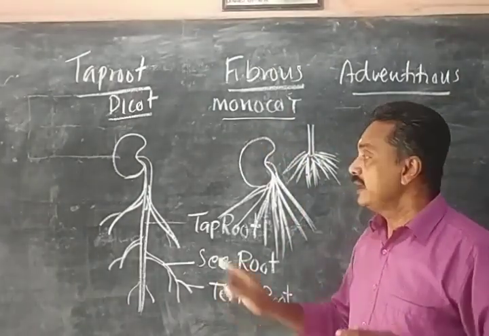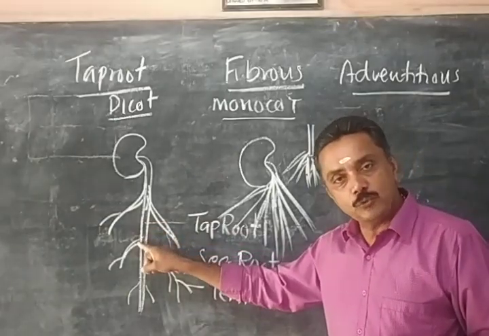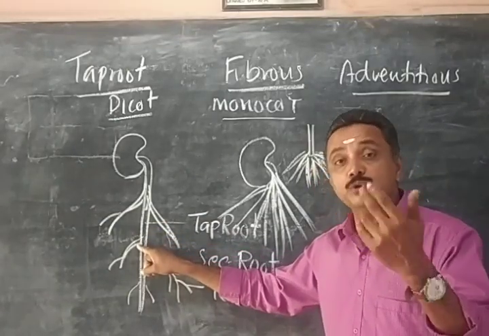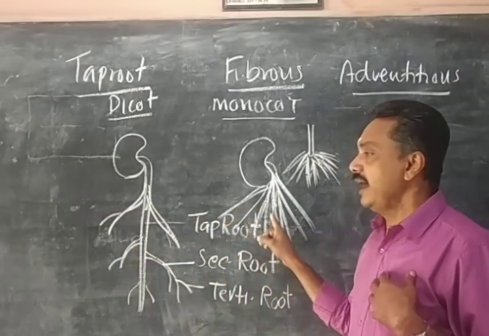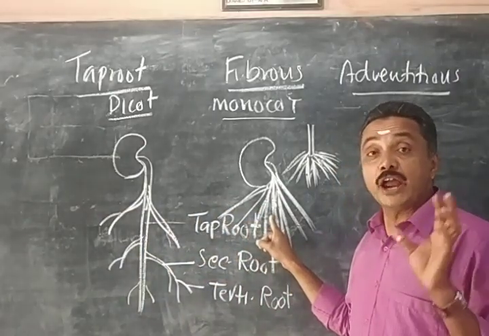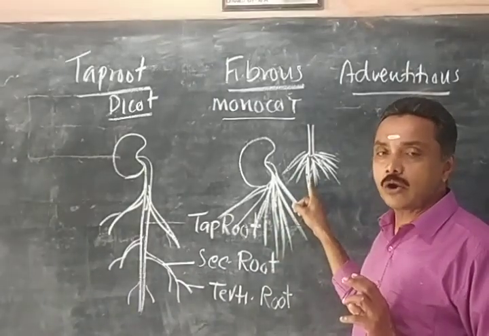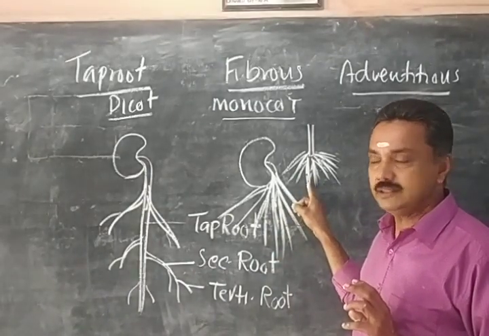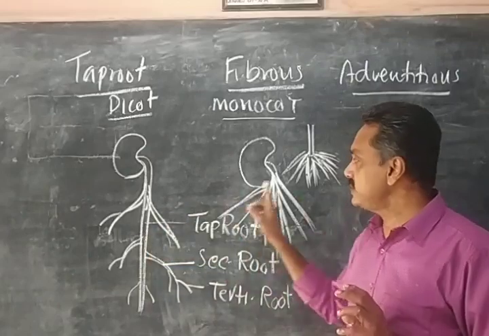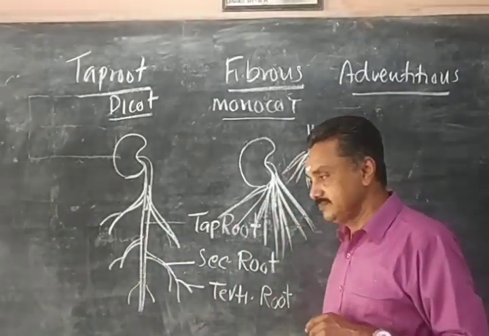What is the difference? Here the radicle directly develops into the main root called taproot, then produces branches. But here the radicle divides and produces a group of similar roots, as in monocot plants like coconut or areca. This is seen in mango-like plants. This is seen in coconut-like plants.